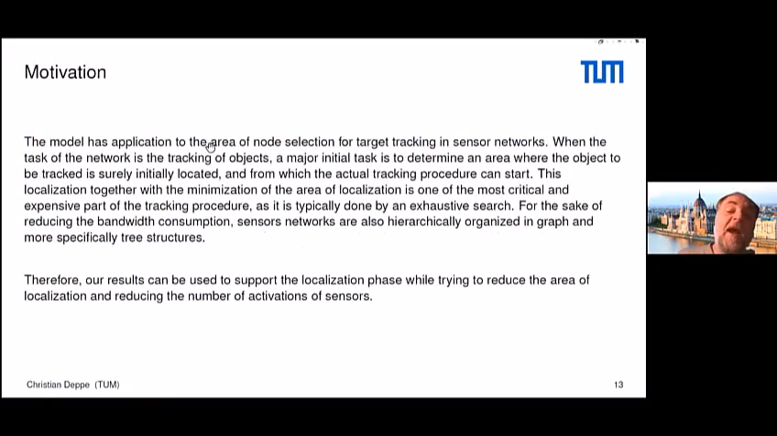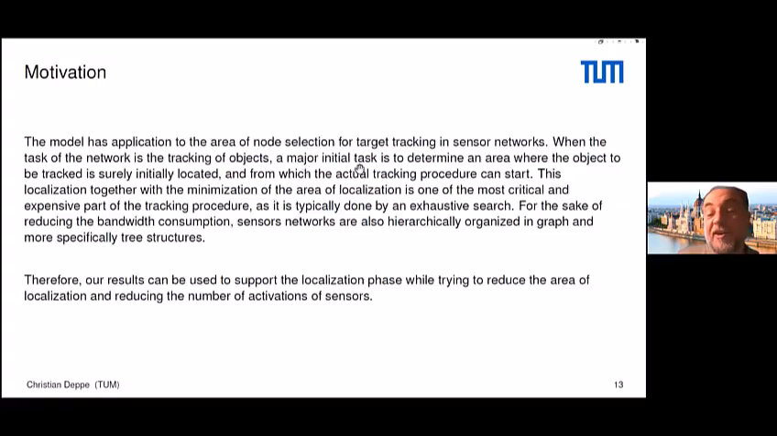So where can we use this model? In principle, we first worked on it because of the question of Ahlswede. And later, when we wanted to publish it, the reviewers said we can use this thing, and in principle we have to thank the reviewers for these applications. One of the applications the reviewers told us about is in the area of node selection for target tracking in sensor networks, where the task of the network is the tracking of an object.